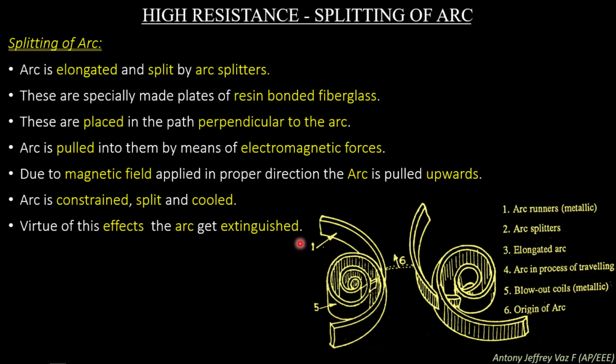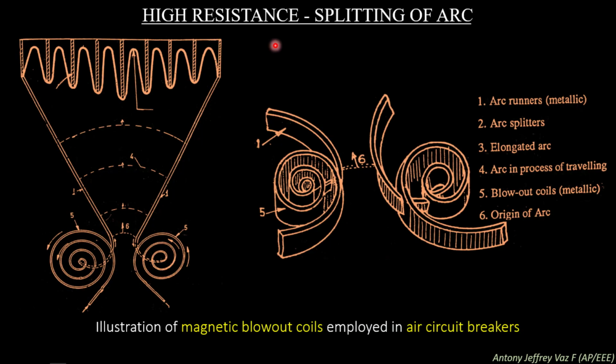In arc splitters, the arc is split into several arcs so that the current required to maintain the arc gets reduced. At the same time, since the arc is split into several arcs, the resistance gets increased and the current required to maintain the arc gets decreased. So the arc is interrupted very easily in splitting of arc. Splitting of arc is illustrated over here.